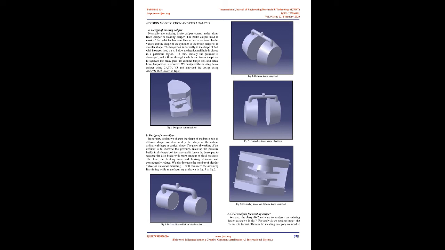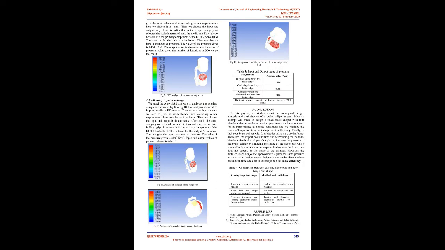In that, we selected the silicon carbide ceramic material, and its properties are in Table 2. It has low thermal expansion, high strength even at 1600. 4. Design modification and CFD analysis. A. Design of existing caliper.